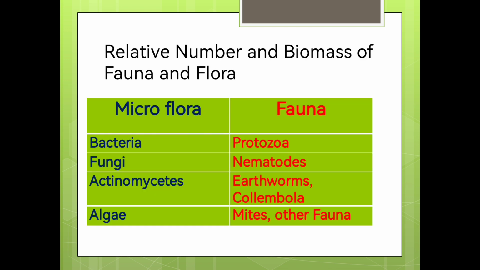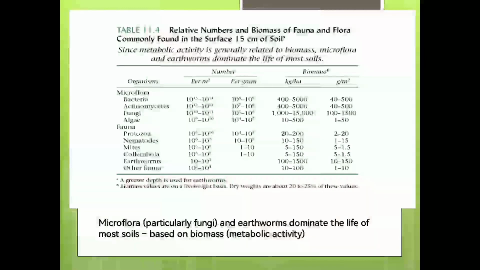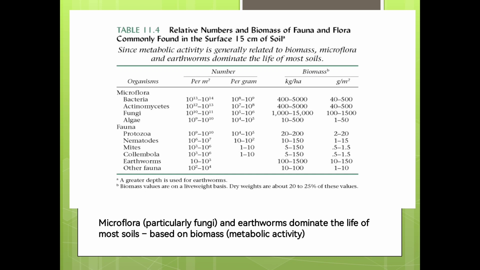So these are the relative number and biomass of fauna and flora found in the soil. So in the microflora, we have the bacteria, fungi, actinomycetes, and algae. In the fauna, we have the protozoa, nematodes, earthworms, collembola, mites, and other fauna. So this is the table, the relative numbers and biomass of fauna and flora commonly found in the surface, which is about 15 centimeter of soil. And the metabolic activity is generally related to biomass. So the microflora and earthworms dominate the life of most soils.